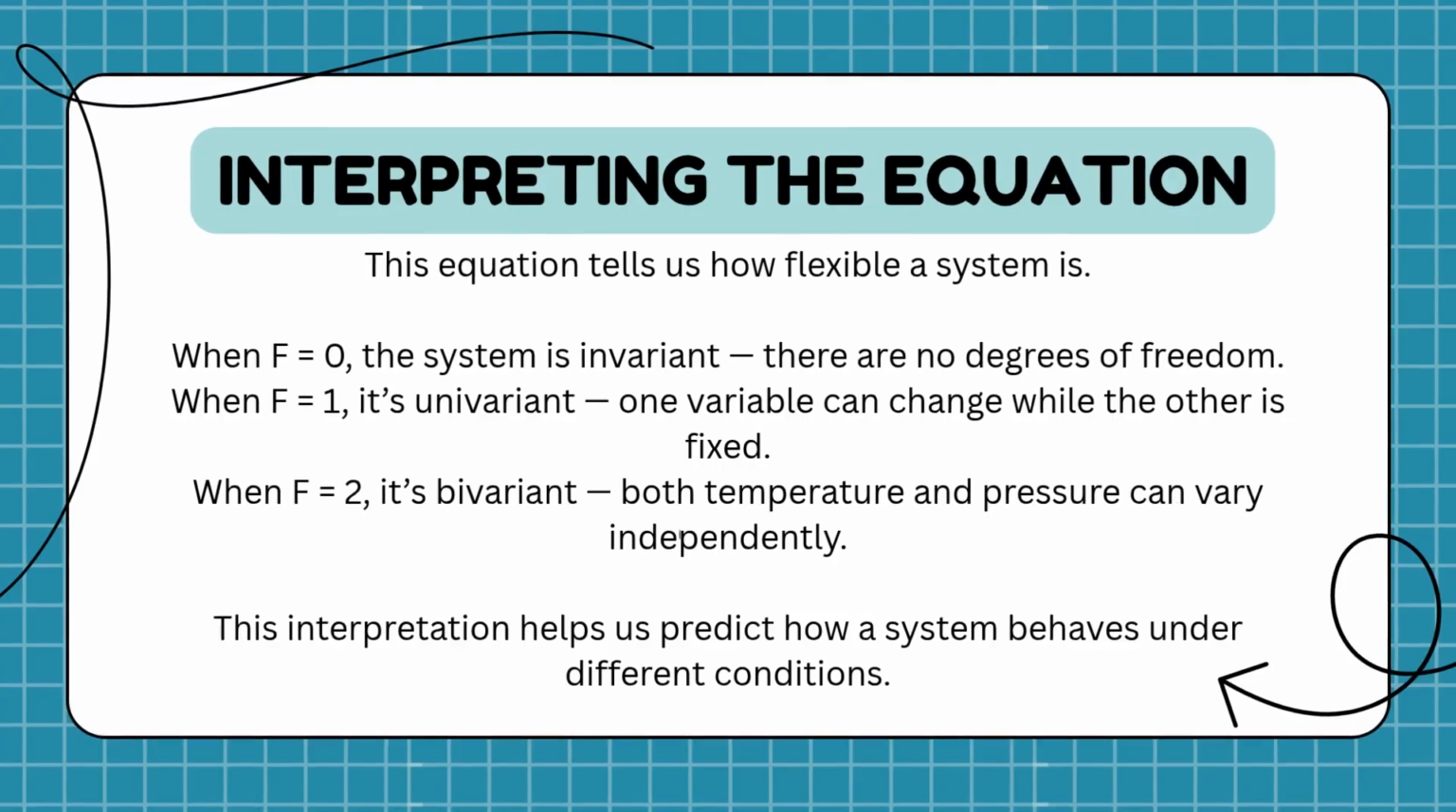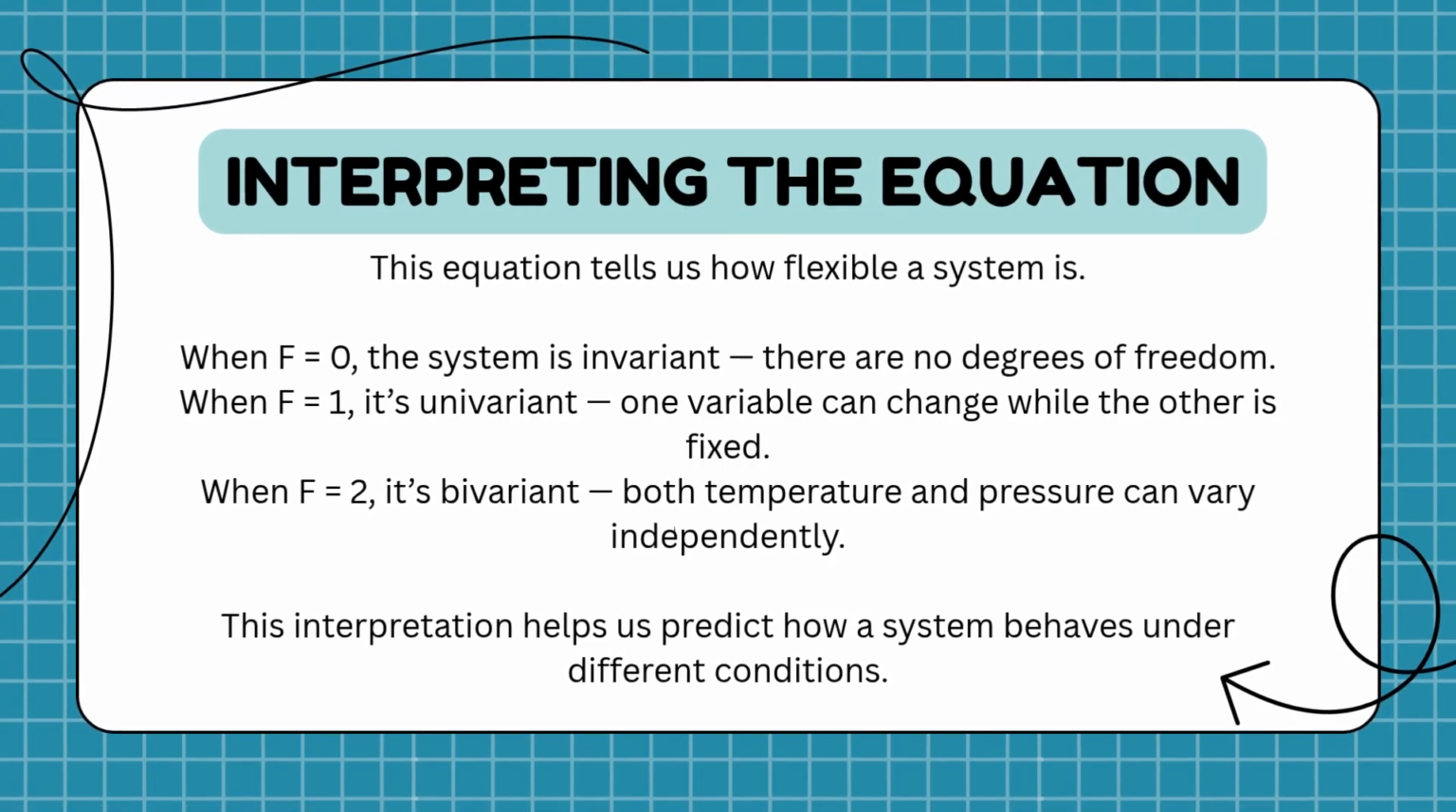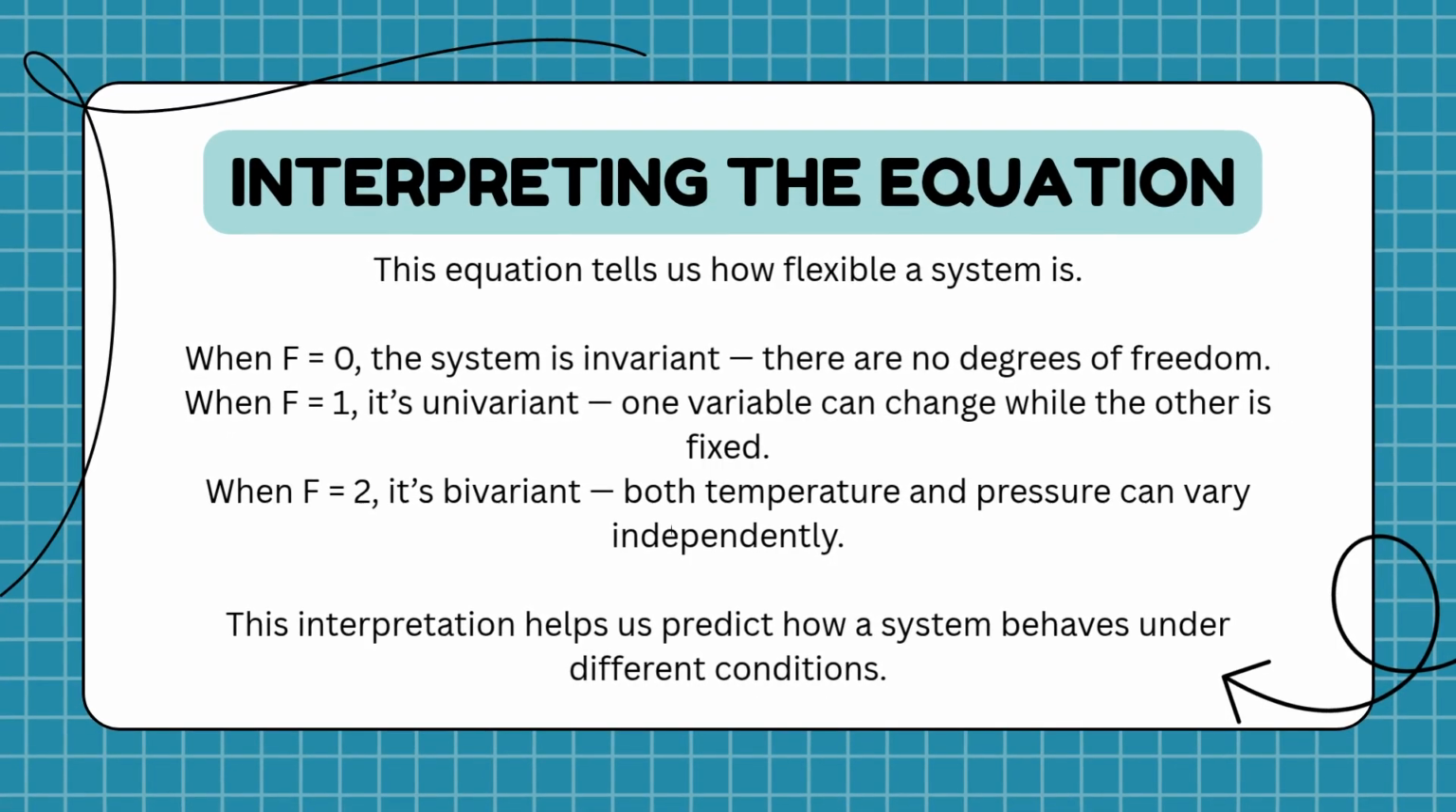Now that we're familiar with the phase rule equation, let's understand how it works. The phase rule equation tells us how flexible a system is. Now, if F = 0, the system is called invariant. That means that no variable, whether it be temperature or pressure, can be changed. Both of them have to be fixed. A good example is the triple point of water, where the solid, liquid and vapor coexist only at a specific temperature and pressure.